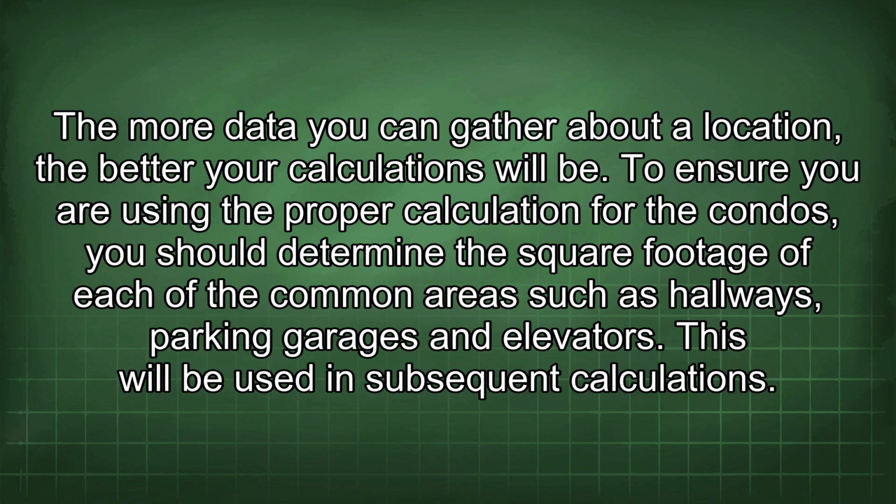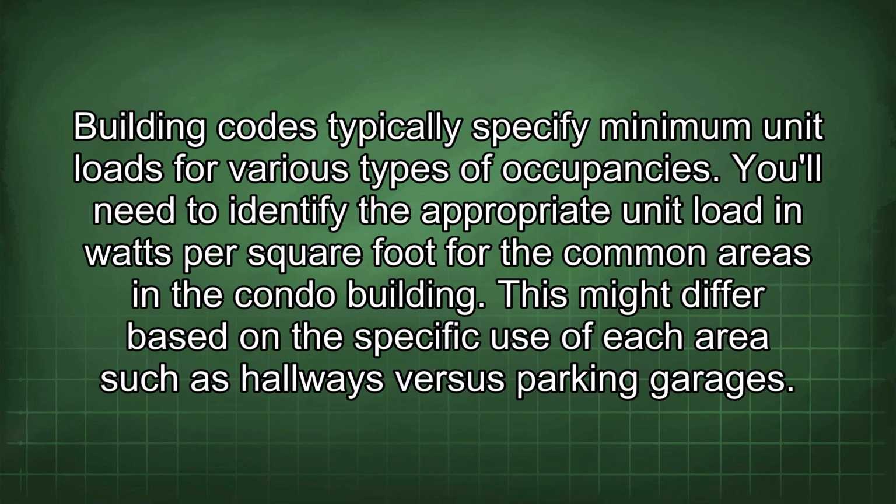To ensure you are using the proper calculation for the condos, you should determine the square footage of each of the common areas such as hallways, parking garages, and elevators. This will be used in subsequent calculations. Building codes typically specify minimum unit loads for various types of occupancies. You'll need to identify the appropriate unit load in watts per square foot for the common areas in the condo building. This might differ based on the specific use of each area, such as hallways versus parking garages.